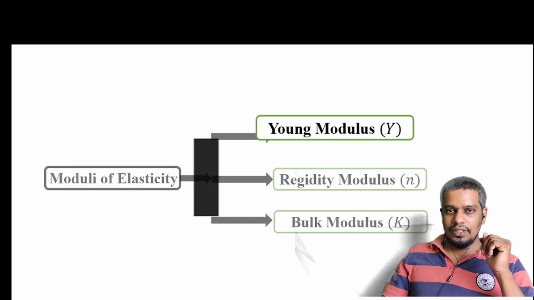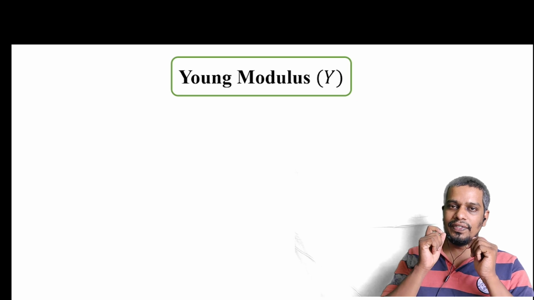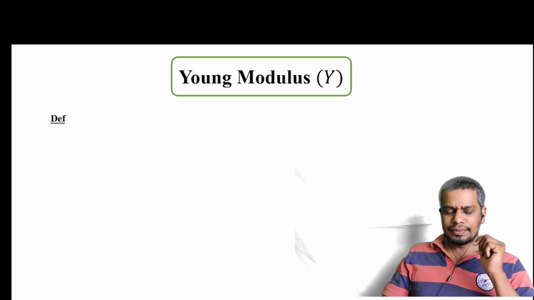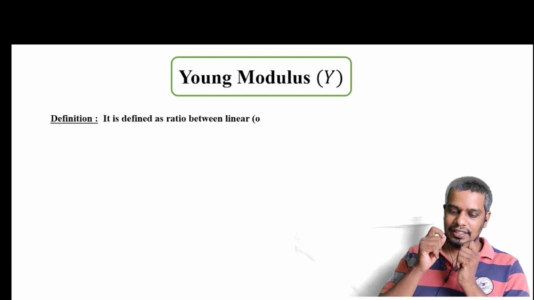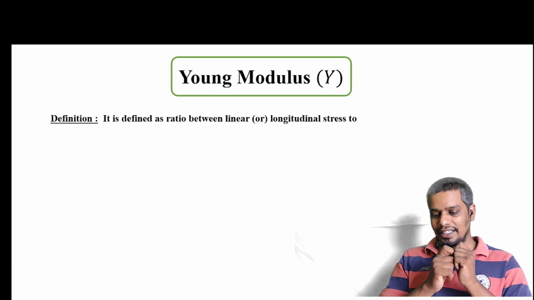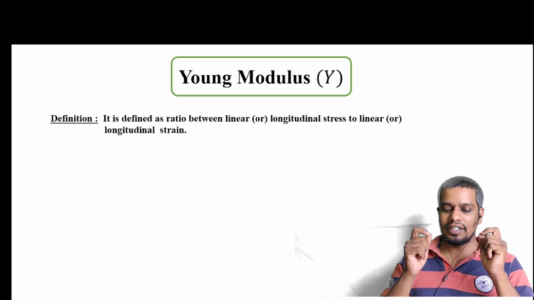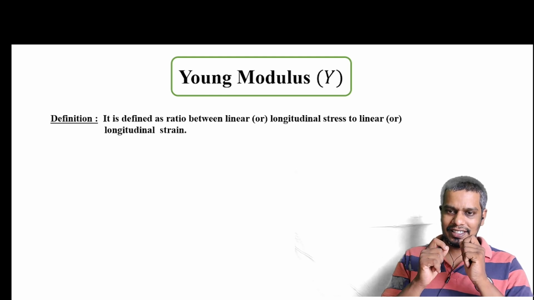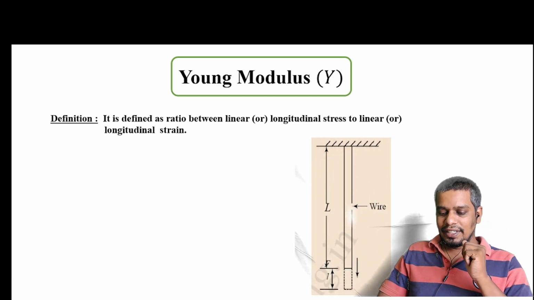The first one we are going to look at is the Young's modulus. First we have to define what a Young's modulus is. It is defined as the ratio between the linear or longitudinal stress to the linear or longitudinal strain. Take a look at the diagram here, whatever I have given.